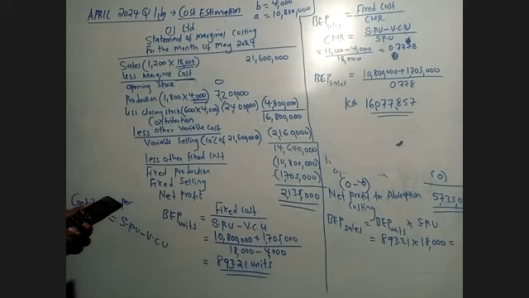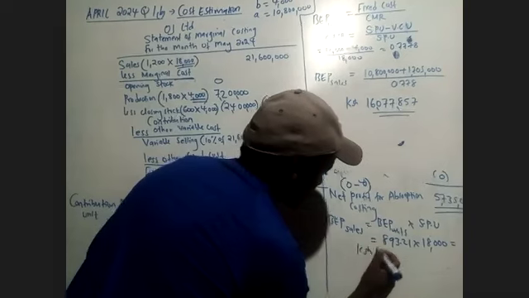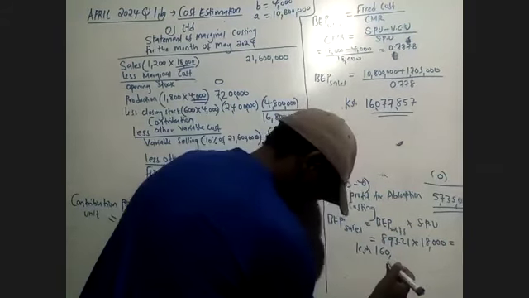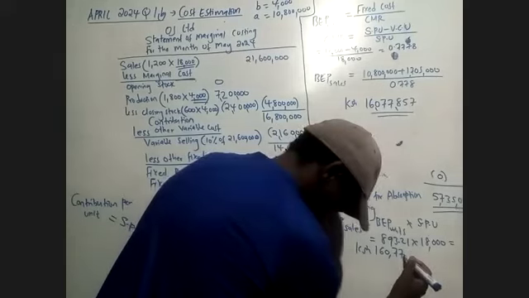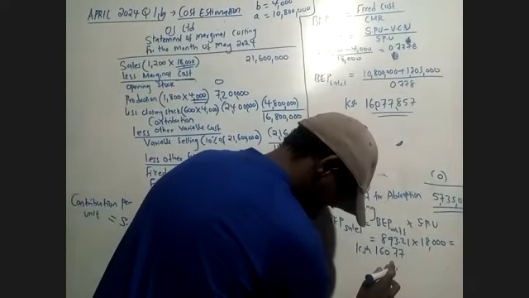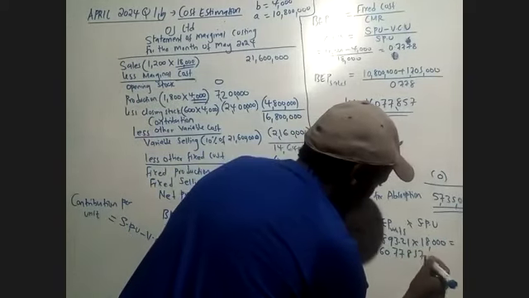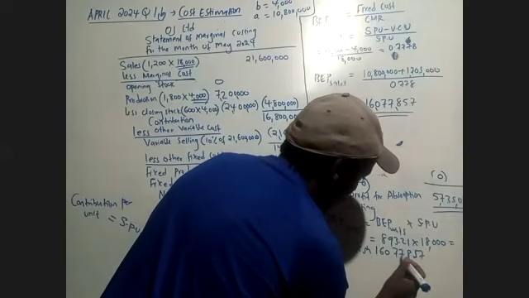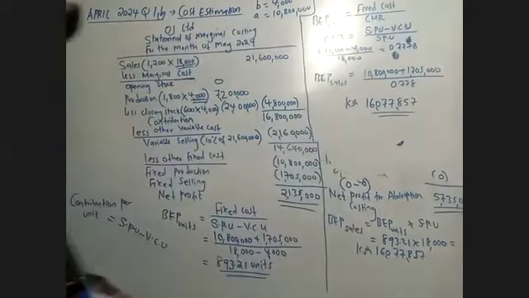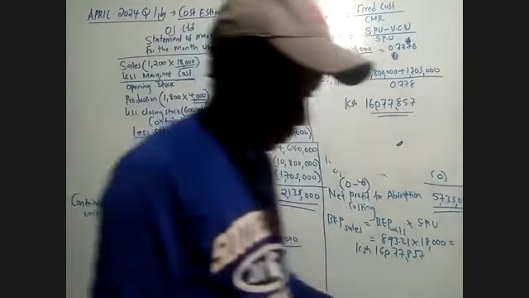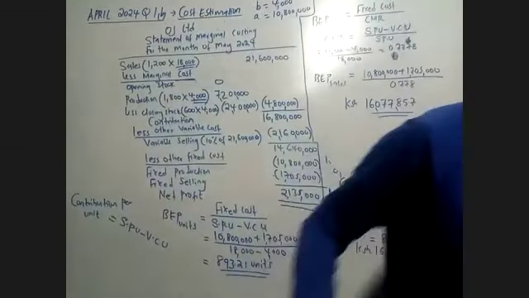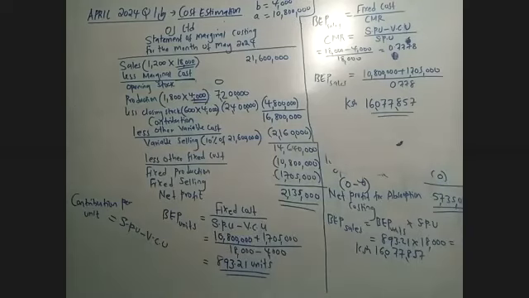That one equation is Kenya shillings 160,077,857. So that's how you are supposed to do that equation. That equation was a combination of two topics, marginal costing and absorption costing.